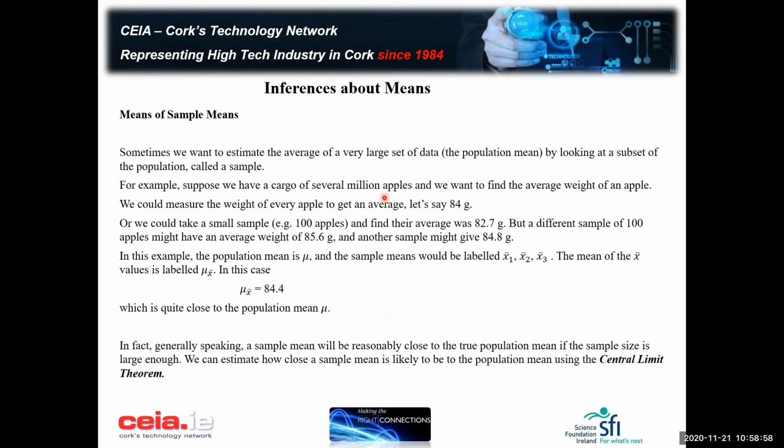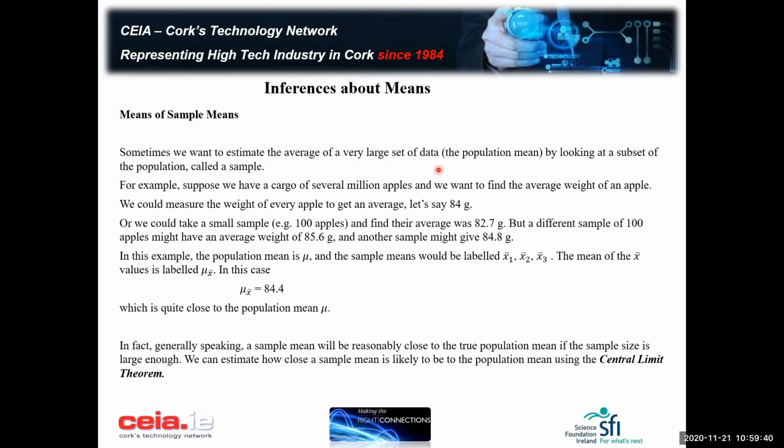So when you're talking about inferences about means, you're actually looking at means of means, which is a little bit confusing to think about. But what you consider is that if you're looking for a mean value of some quantity, say, for example, the mean weight of something, or the mean cost of something, you can calculate it over a whole data set. But generally speaking, you'll want to make an estimate from a sample from that data set.